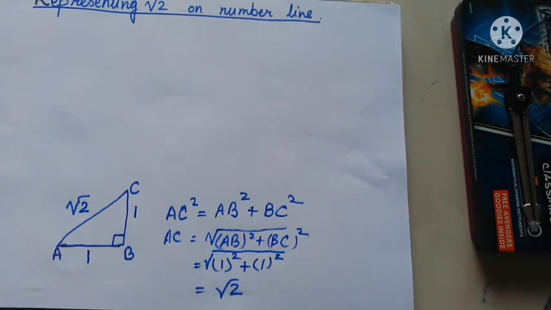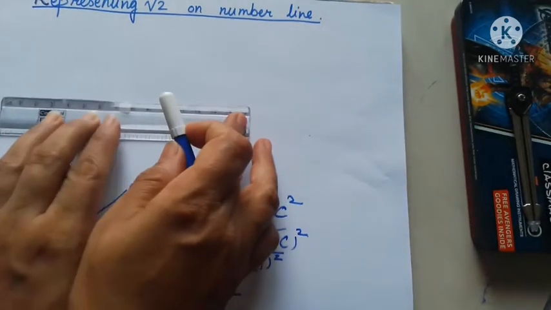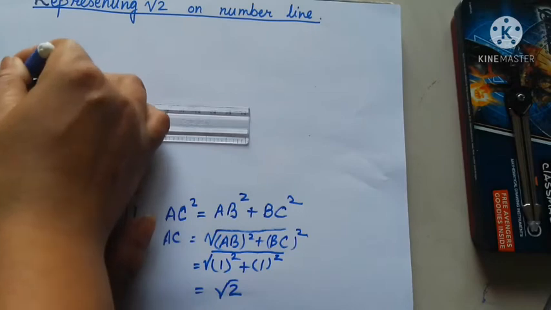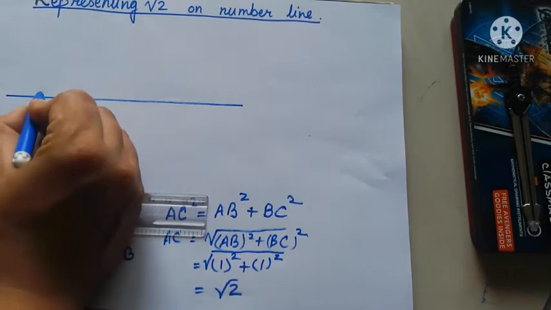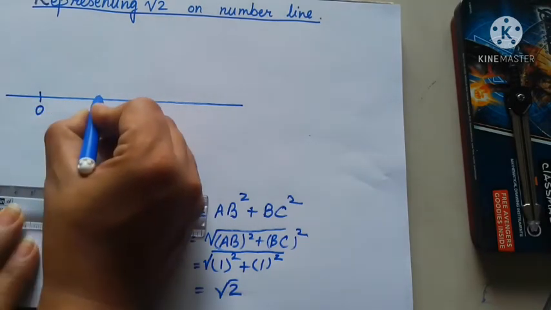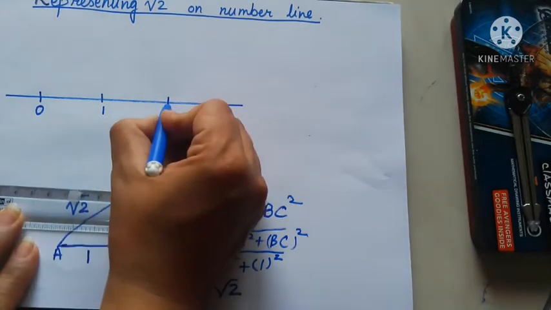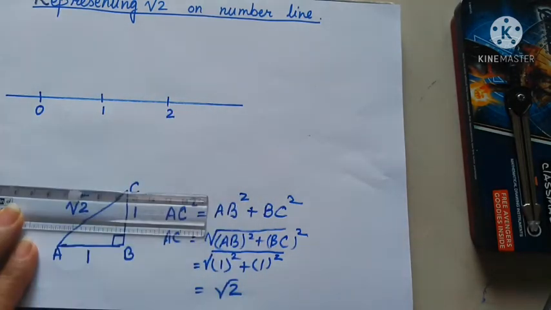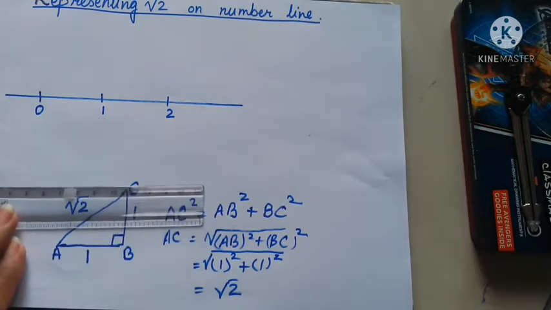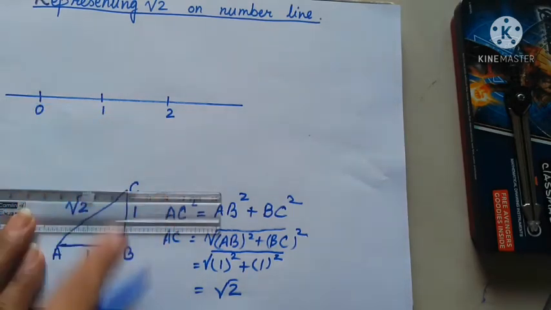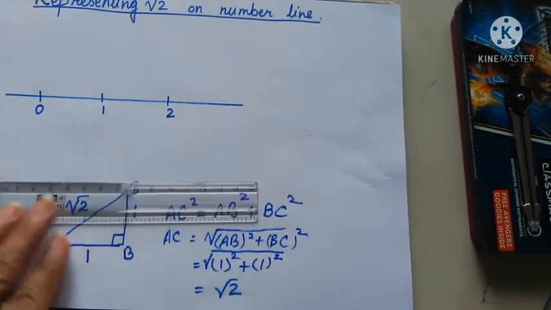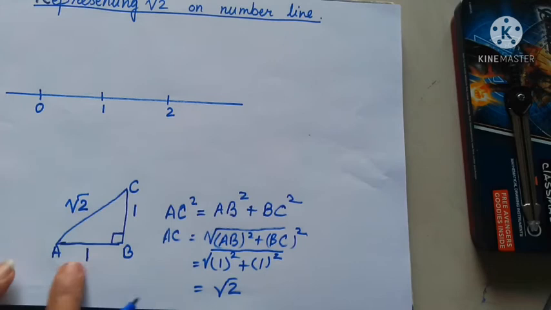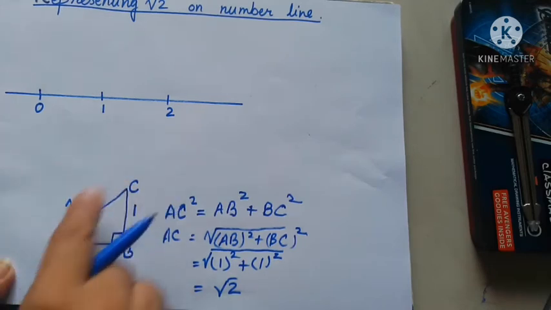So for that, what we will do is we will draw a line first. Okay, now draw 0 on the number line. Mark 1, 2. Right. Now, you know that the value of root 2 is 1.414. That means it will come somewhere between 1 and 2. So no need to go further. Now you have to draw this right angle triangle so that the hypotenuse gives you root 2.